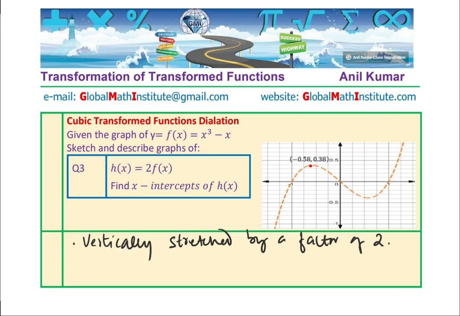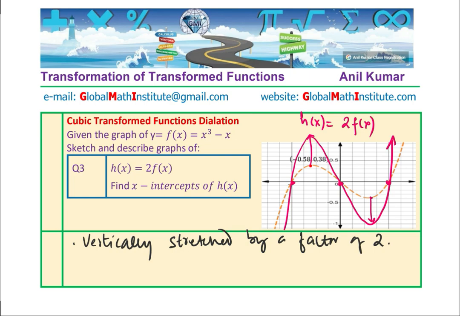It really means that these points will be multiplied by 2, right? So the x-intercepts will remain at the same place when you do a vertical stretch. However, your local maximum and minimum will be, instead of 0.38, times 2, right? So it will get vertically stretched, and this point also will come here. So you have a graph which will now be like this. So that becomes h of x, which is twice f of x. You get the idea.